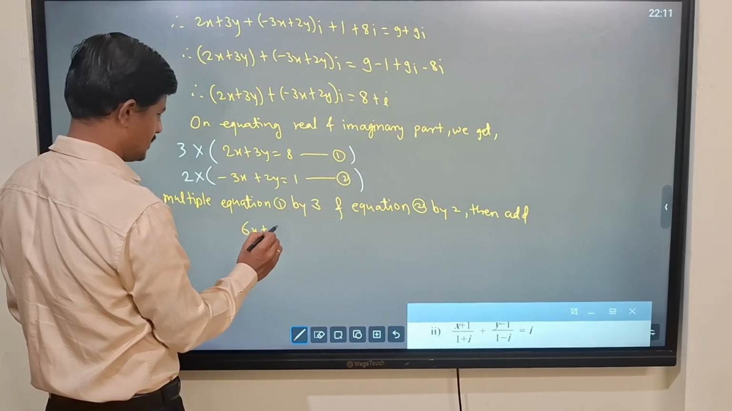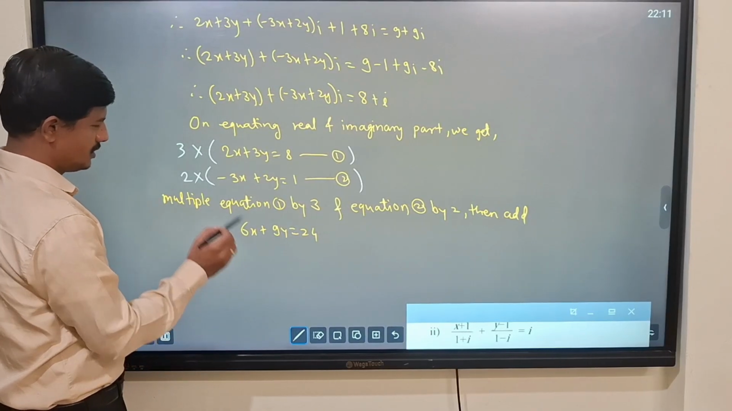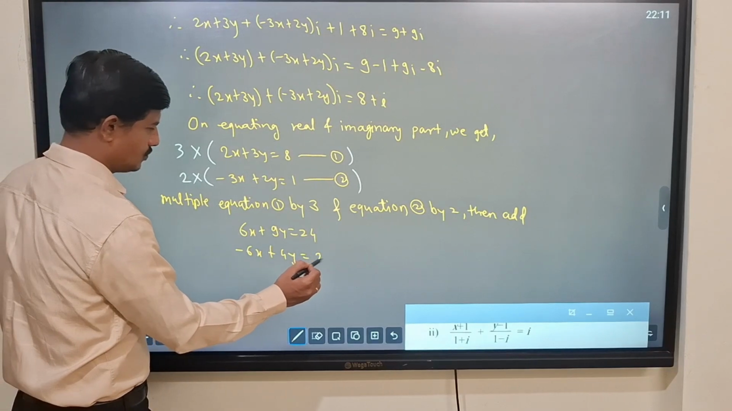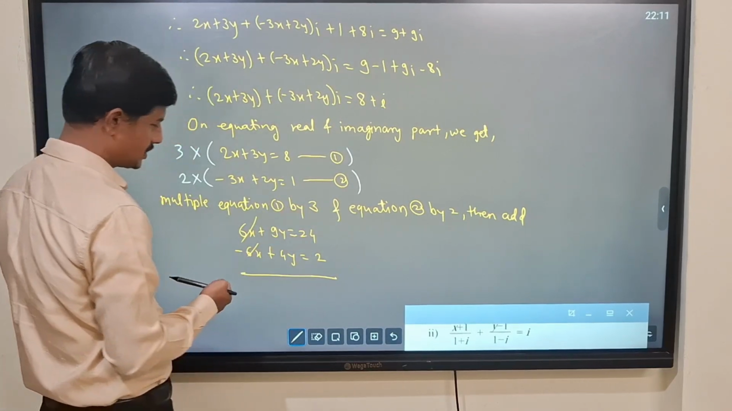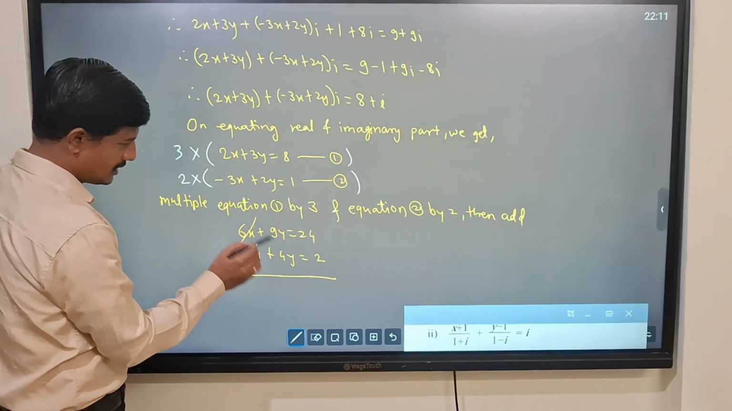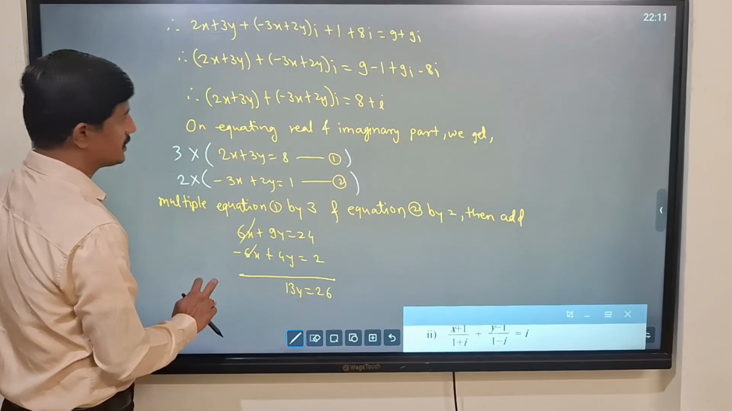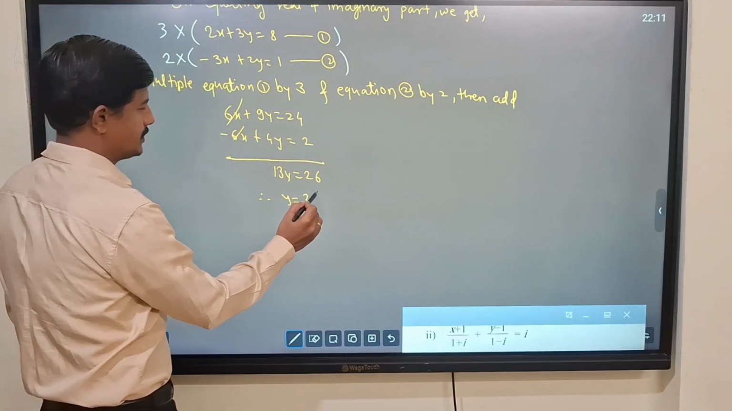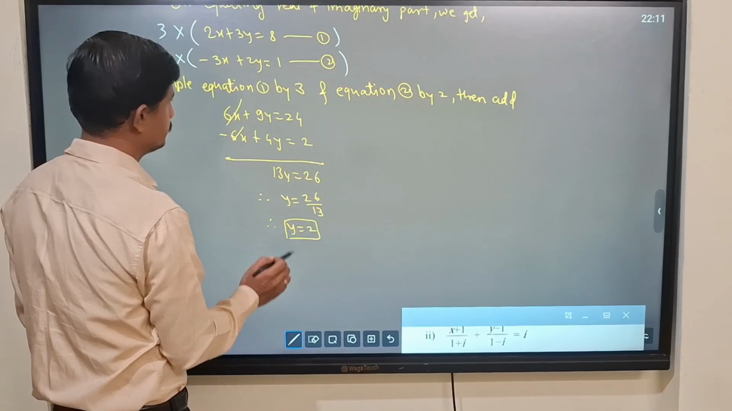6x plus 9y equal to 24. Now this becomes minus 6x plus 4y equal to 2. So then add, that's why this 6x minus 6x gets cancelled. 9 plus 4 is 13y equal to 26. Okay, therefore y is equal to 26 by 13, therefore y is simply 2.